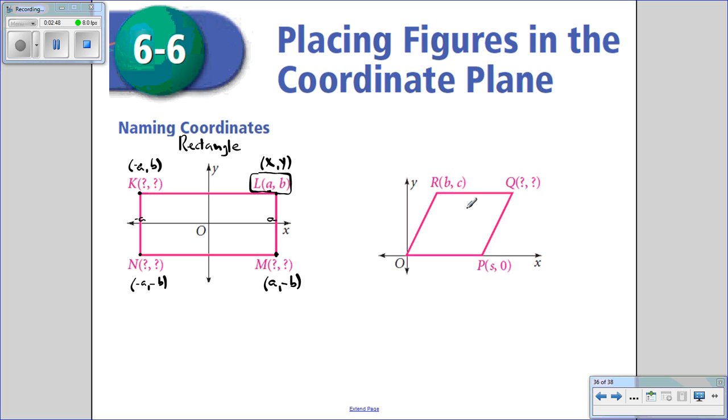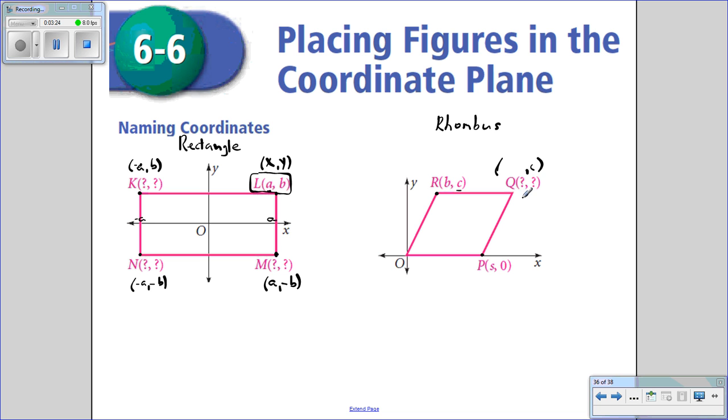Let's try this second example. Over here, we have a rhombus. And we are given a couple of different points. We're given point R, and we're given point P. And we're asked to find point Q. Now the one thing I can figure out right away is that the y-coordinate for Q would be the same as R. So I know the y-coordinate is C. Now your x-coordinate is a little trickier.